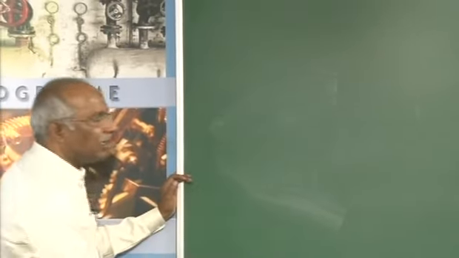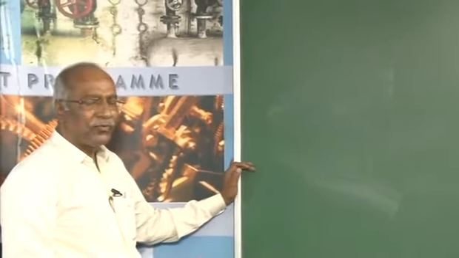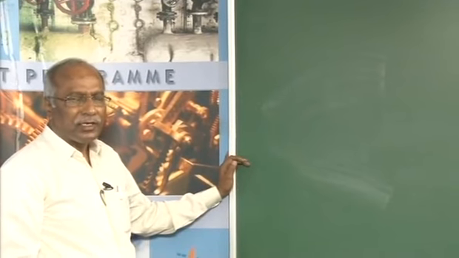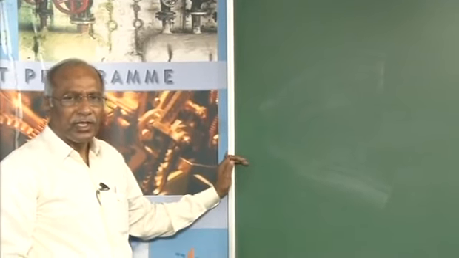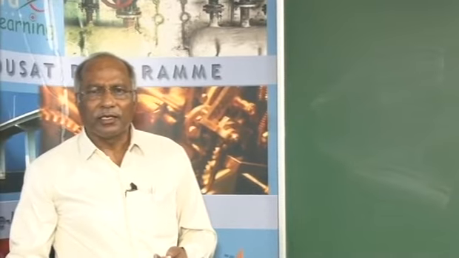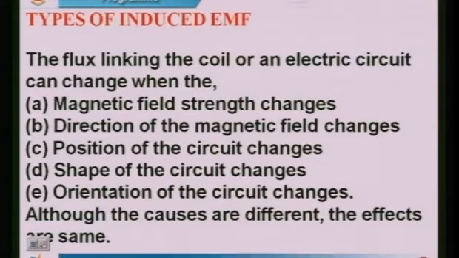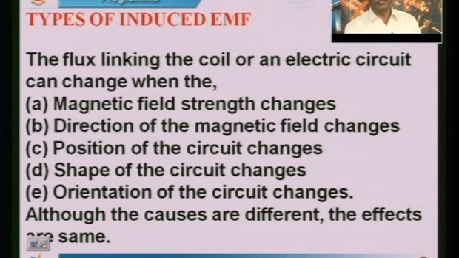Then we studied Faraday's law. Whenever the flux linking with the coil changes, there will always be an induced EMF. The flux linking with the coil can change in different possible ways. The magnetic field strength may change, the direction of the magnetic field may change, the position of the circuit may change, the shape of the circuit itself may change, and the orientation of the circuit may change. All the causes are different, however, the effect is the same.